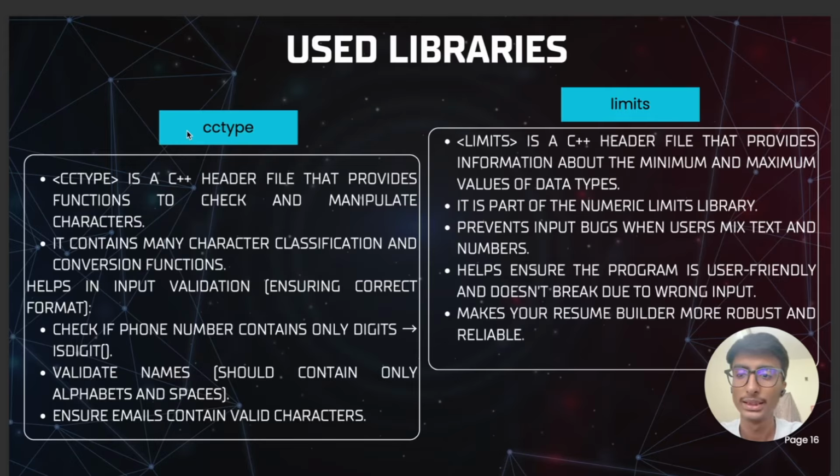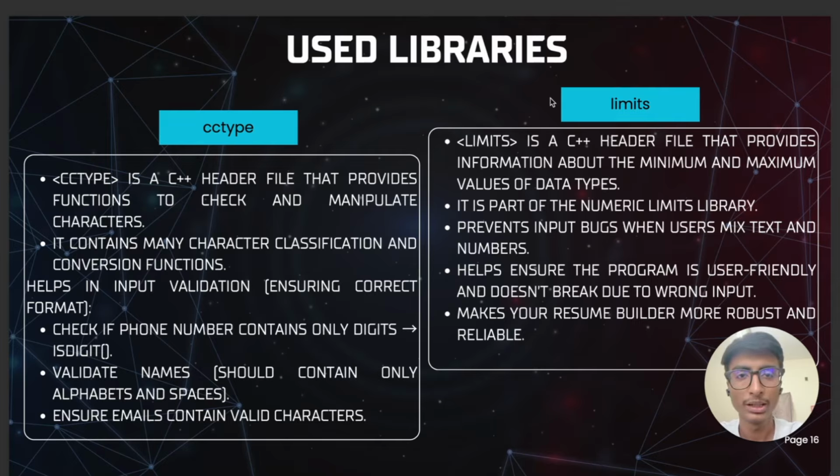Now, cctype. cctype is a C++ header file that provides functions to check and manipulate characters. It contains many character classification and conversion functions, and helps in validation: checking if a phone number contains only 10 digits, validating names, and ensuring an email contains valid characters. So cctype is used for input validation, like checking if a phone number contains only digits or not. This is the use of the cctype library. Limits. limits is a C++ header file that provides information about the minimum and maximum values of data types.